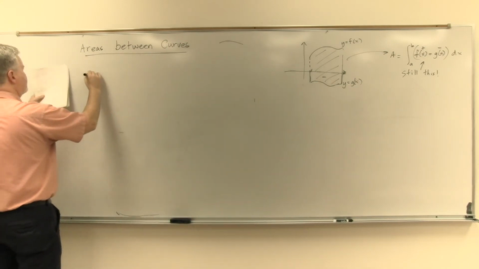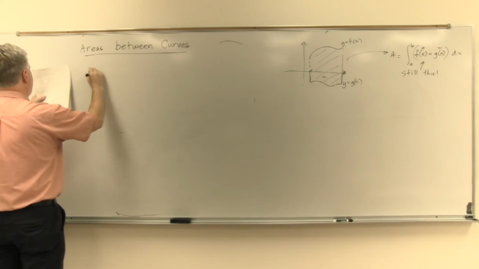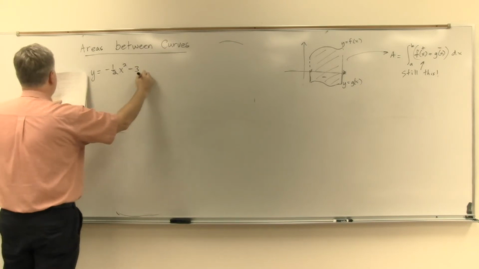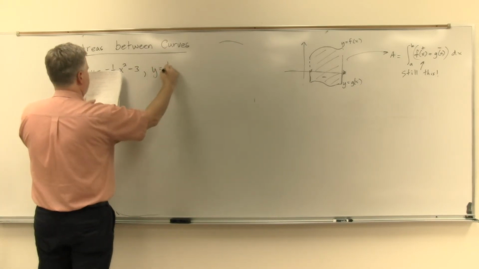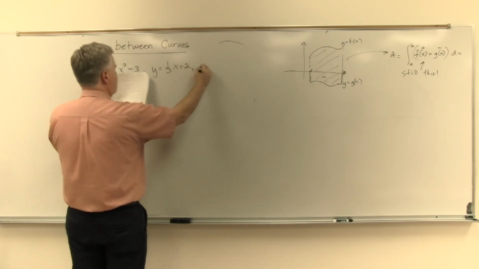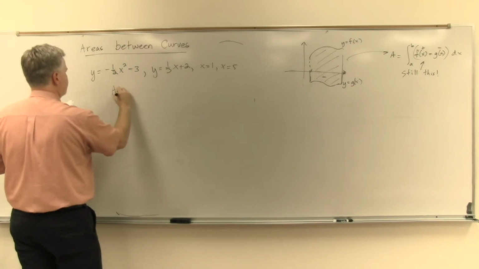All right, so y equals negative 1/2 x squared minus 3, y equals 1/3 x plus 2, x equals 1, x equals 5. So what's the area between all those?